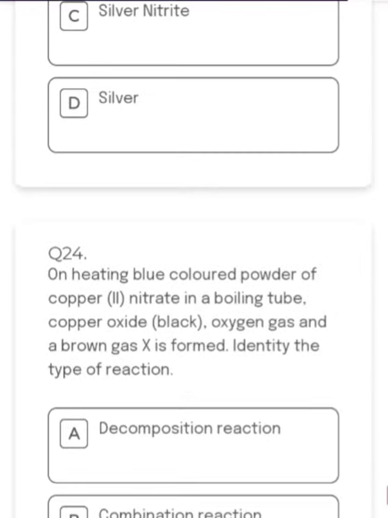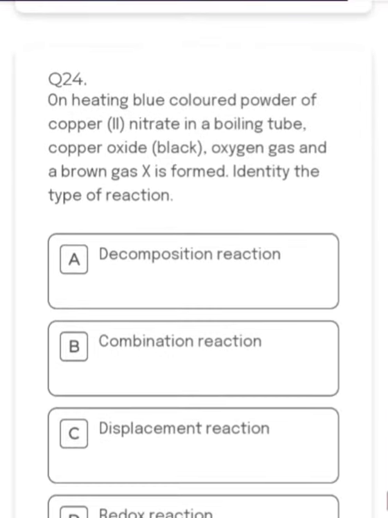Next question. On heating blue colored powder of copper nitrate in a boiling tube, copper oxide (black), oxygen gas and a brown gas X are formed. Identify the type of reaction. So it is a type of decomposition reaction, option A.